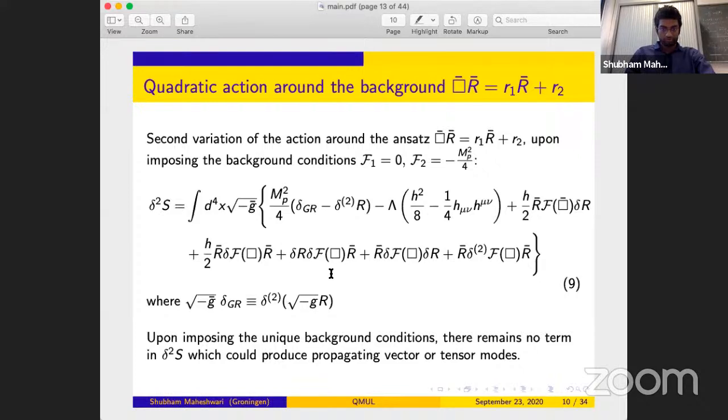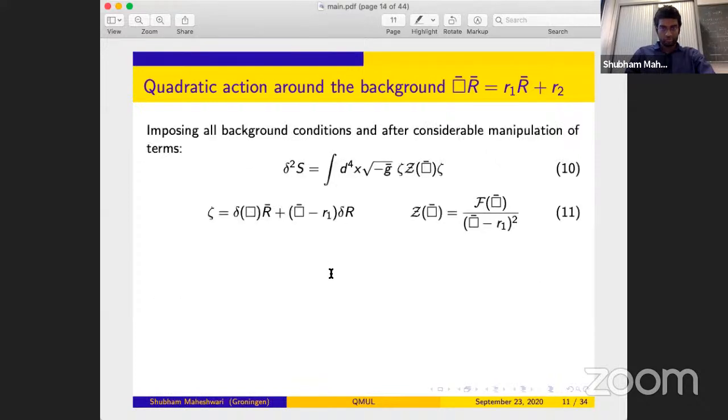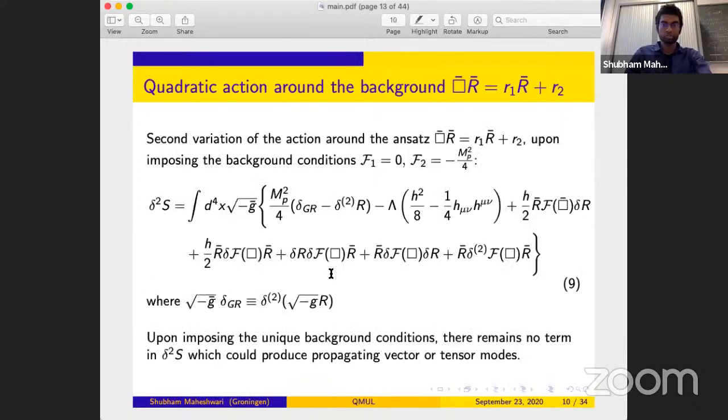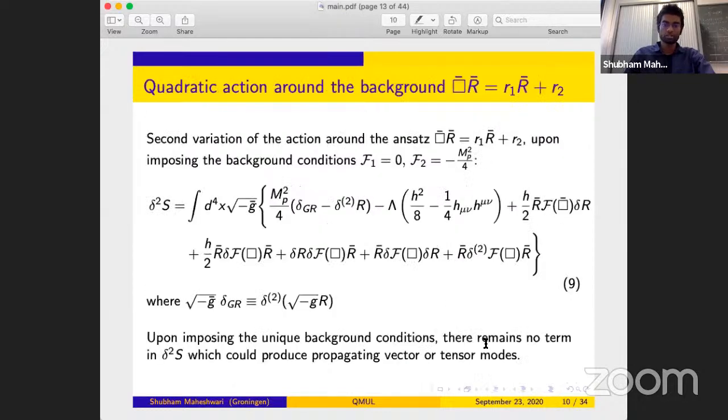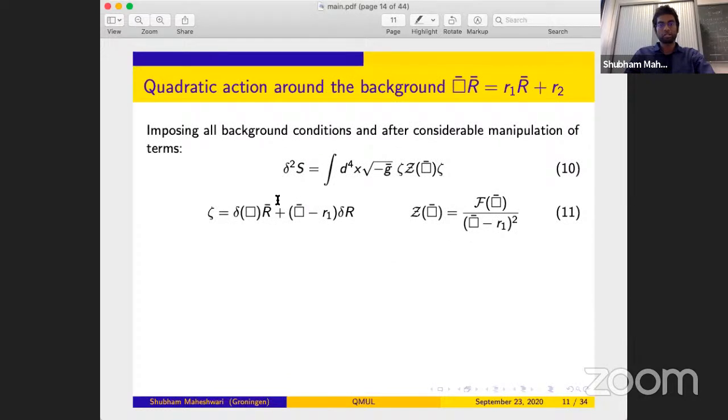So if you impose the remaining background conditions, I imposed only two of these, f1 equals 0 and f2 equals minus mp squared by 4, but you have these remaining conditions as well, where f1 prime has to be equal to 0 and lambda is related to f0 in this way. If you impose all the conditions on the background, then after a considerable amount of algebra and massaging the quadratic action, it reduces very simply to this equation 10.